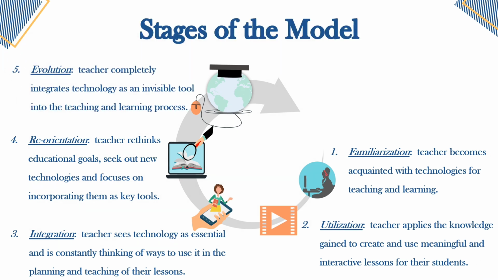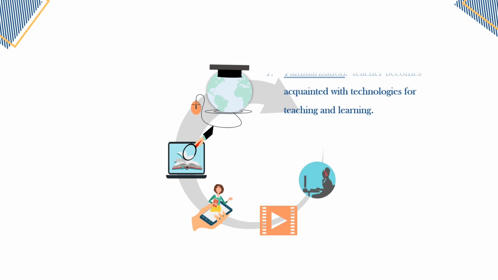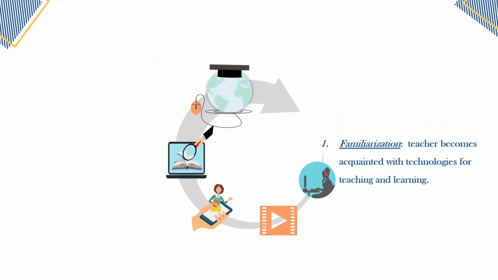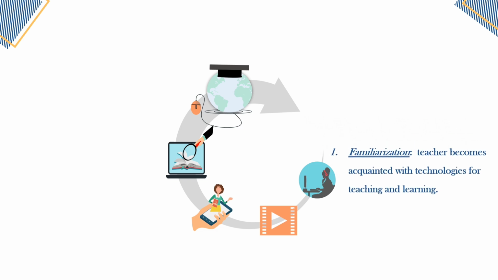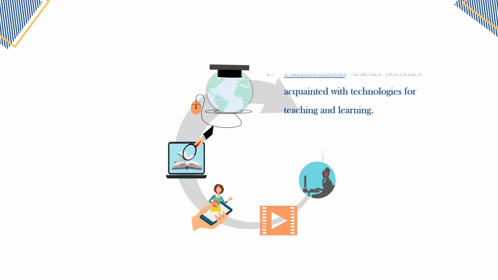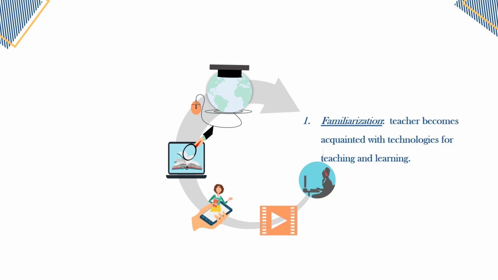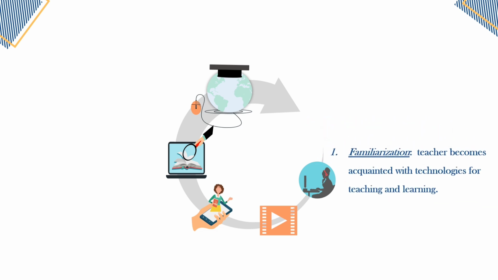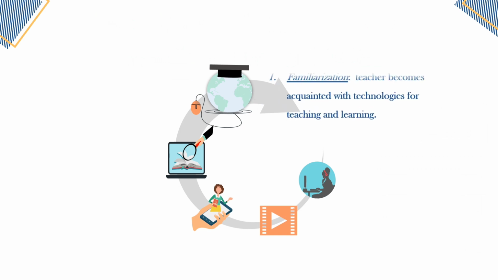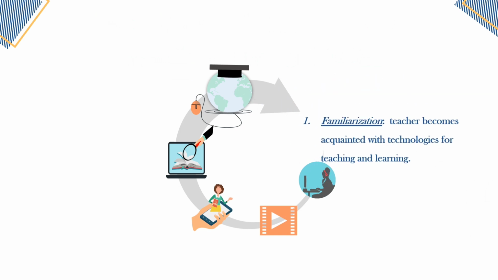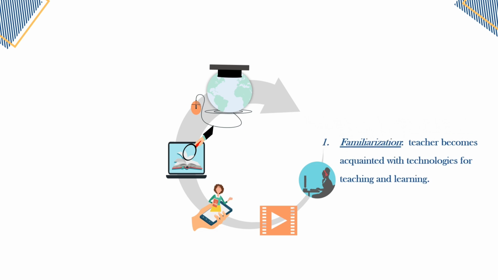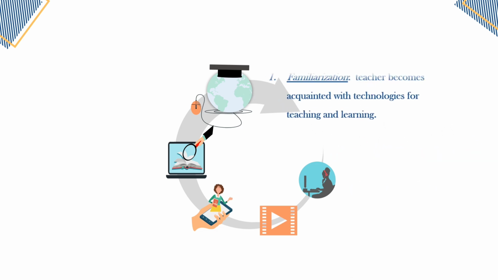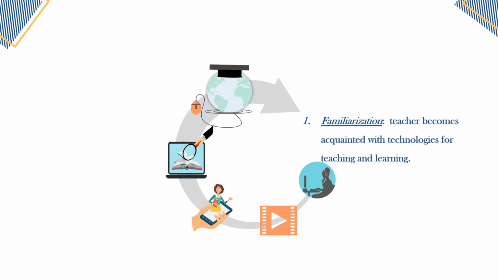Now, for the familiarization stage, as the name states, it's when the teacher becomes acquainted with various technologies available for teaching and learning. Some of these technologies are the digital reader and tablet, which is a built-in storage for various textbooks where students will have access. Another example is gamification, where students learn through games.